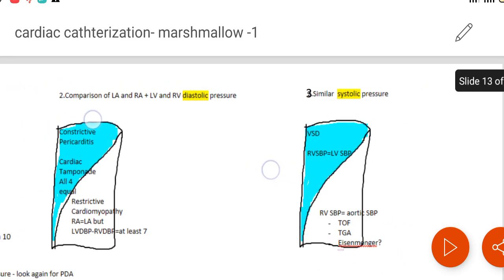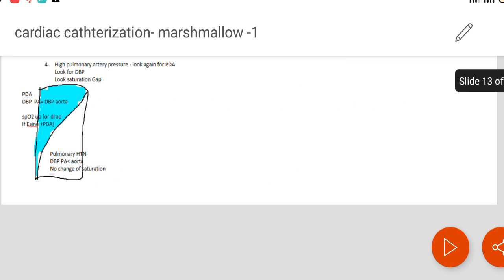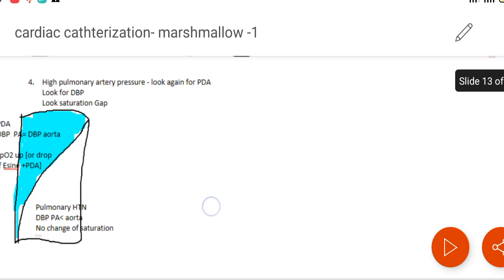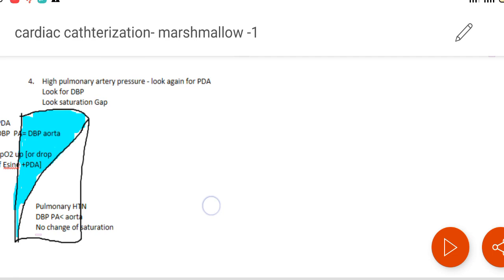Now we are moving to the fourth one, the last one. In this case, we are focusing on the pulmonary artery. Okay, in the pulmonary artery, when we get a higher value, before telling it's purely due to pulmonary hypertension, we exclude patent ductus arteriosus. That's important for questions. I have seen several questions on that. Okay, and in that case, we need to look at the diastolic blood pressure and the saturation.